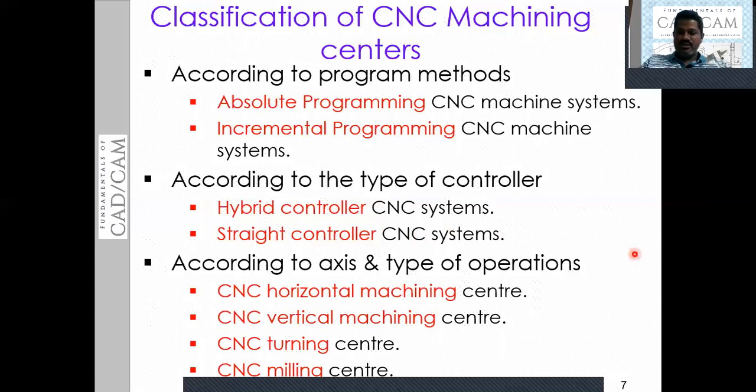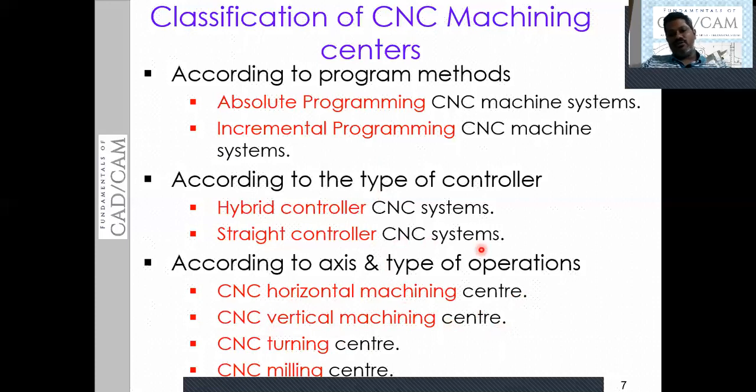Then according to the axis and type of operations, you can also classify CNC machining centers. According to the axis, it may be a horizontal machining center or a vertical machining center. These are according to the working axis of the machining center. If your working axis is horizontal, you can term it as a horizontal machining center. If your working axis is vertical, you can call it a vertical machining center.